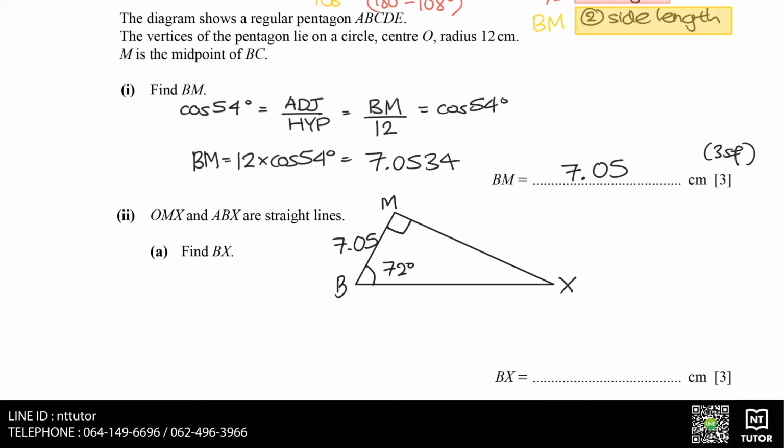So now we have everything we need to find the side BX using trigonometry. We have the adjacent side to the angle, and we want to find the hypotenuse side. This means we will be using cos 72 equals BM divided by BX. And we can use this to solve for BX.